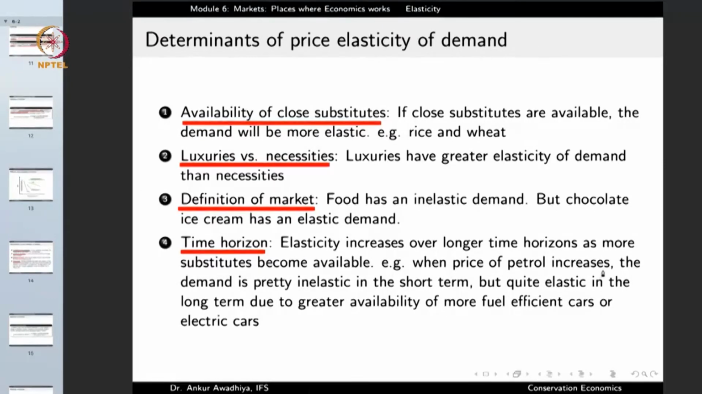Example, when the price of petrol increases, the demand is pretty inelastic in the short term. Why? Because you do not have an alternative for petrol. If you have a vehicle which runs on petrol and the price of petrol has increased, but even then you have to travel from point A to point B, so you will have to purchase the same quantity of petrol no matter what the price is.